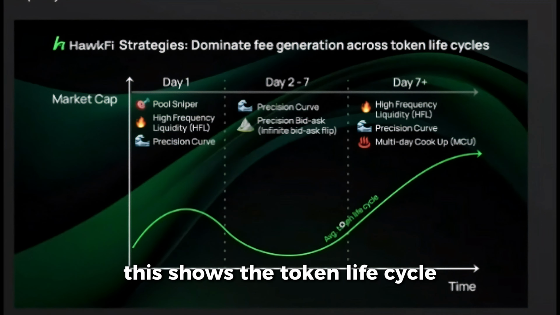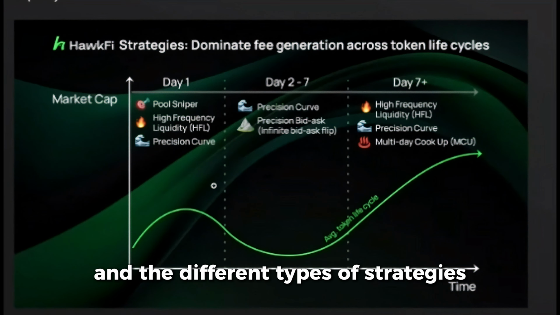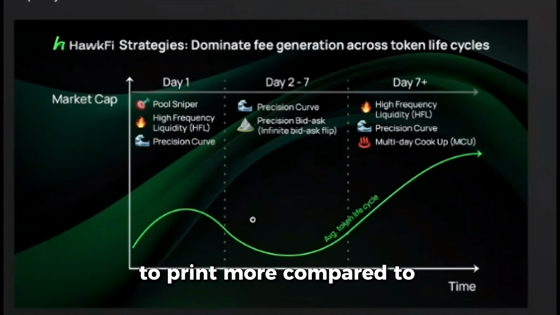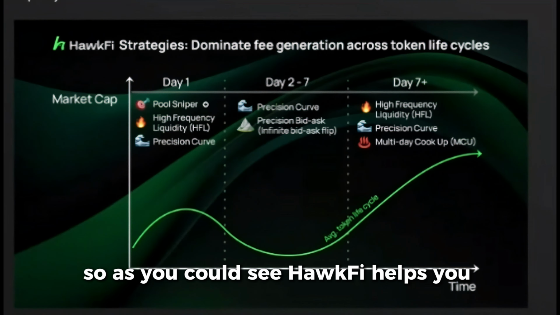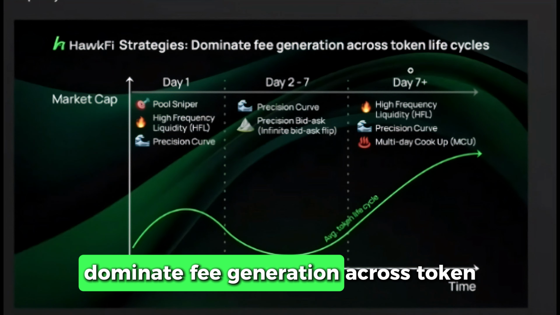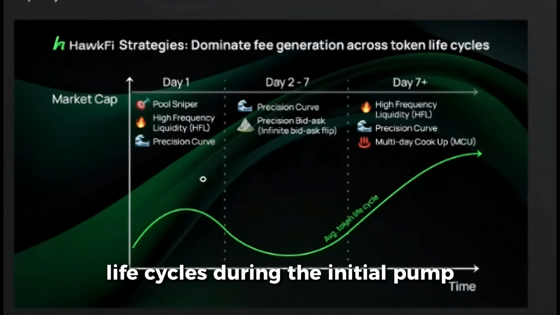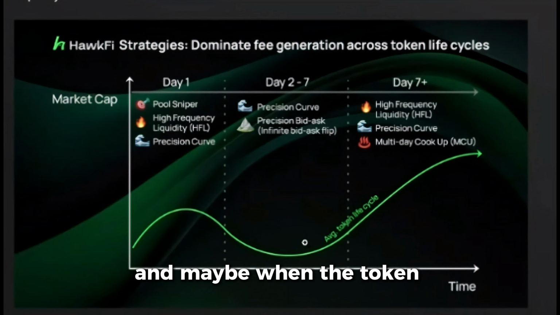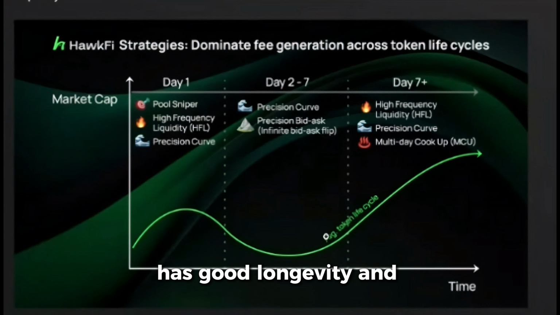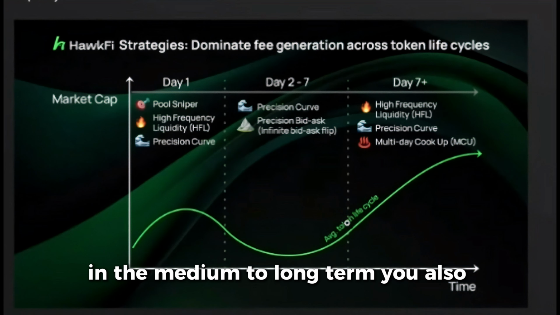This shows the token life cycle and the different types of strategies that you can use from HawkFi to print more compared to using static, passive, regular LP strategies. So as you can see, HawkFi helps you dominate fee generation across token life cycles: during the initial pump, the initial dump, or during the sideways price action, and maybe when the token has good longevity and continues to trend upwards in the medium to long term.